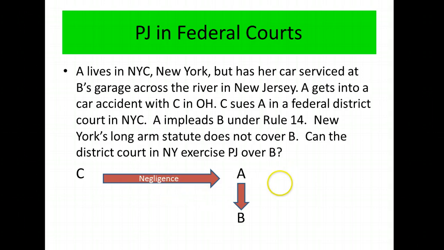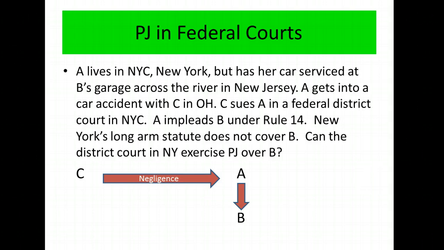Because this isn't a defendant you have service of summons on based on the interpleader action who would fit under the New York rules, because they don't fit under the New York long arm. Can we still exercise PJ over B? And the answer is yes. The bulge rule will permit the service to count even though it's not covered by the long arm statute, and will count towards personal jurisdiction.